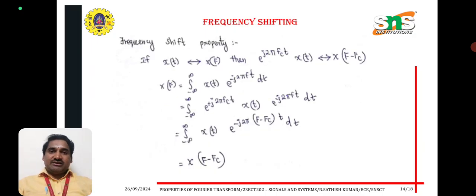Next one, frequency shifting. If x(t) Fourier transform pair with X(f), then e^(+j2πfc t) into x(t) is equal to X(f minus fc). Finally, for the Fourier transform formula, X(f) is equal to the integral from minus infinity to plus infinity of x(t) e^(-j2πft) dt. Now we substitute e^(+j2πfc t) into x(t). Combining these two exponential terms, we get capital X(f minus fc).